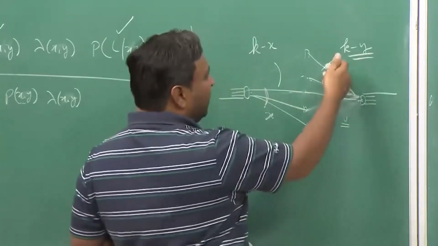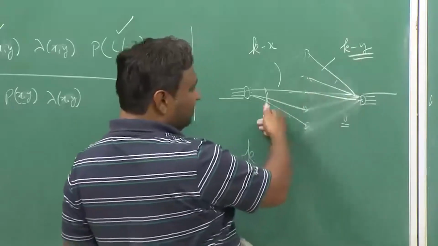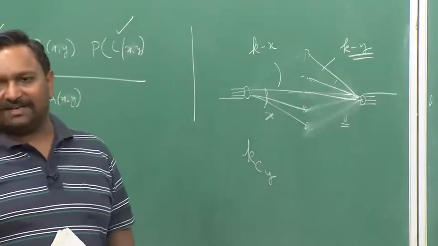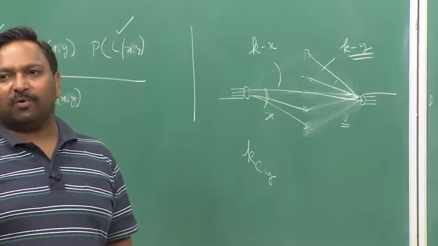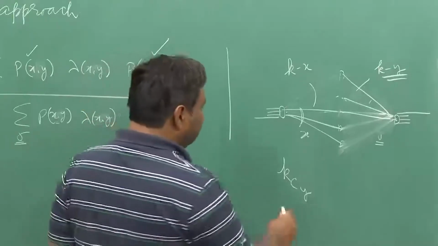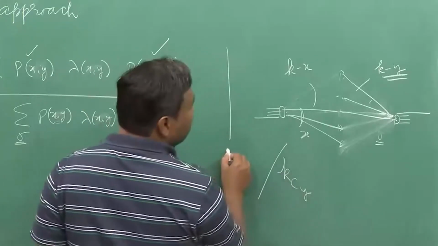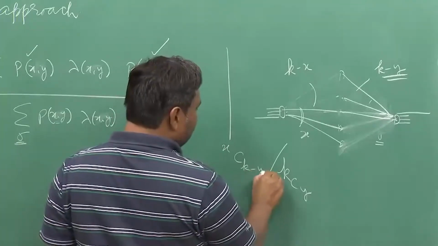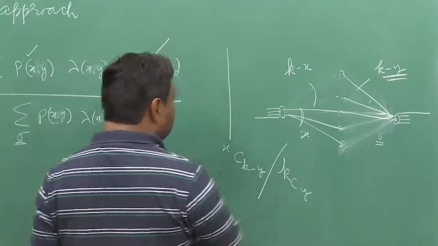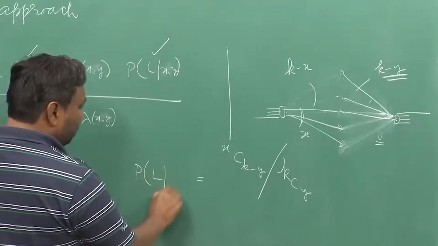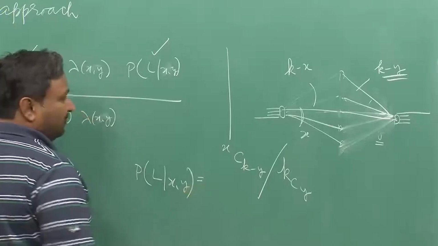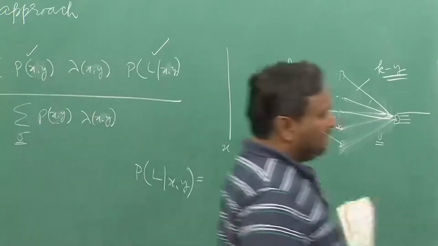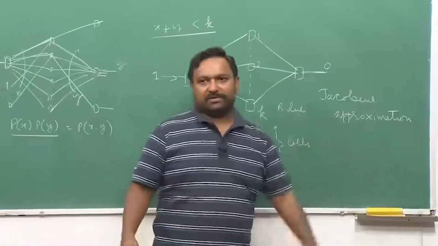So, I am now trying to arrange the free ones across this busy stuff. In how many possible ways can that happen? Those are the number of blocked possibilities. If I take this ratio, which will be xCk minus y, this should give me the probability that your call will be lost given x, y. This is what is known as Jacobius approximation.